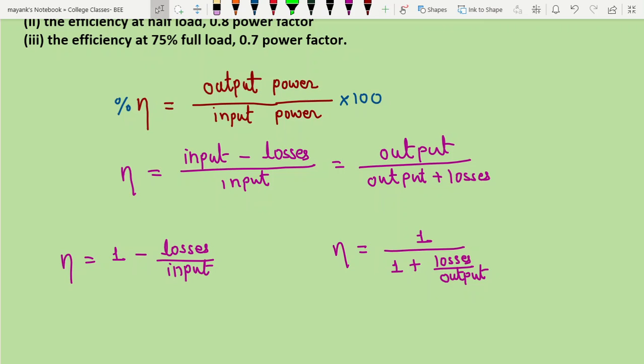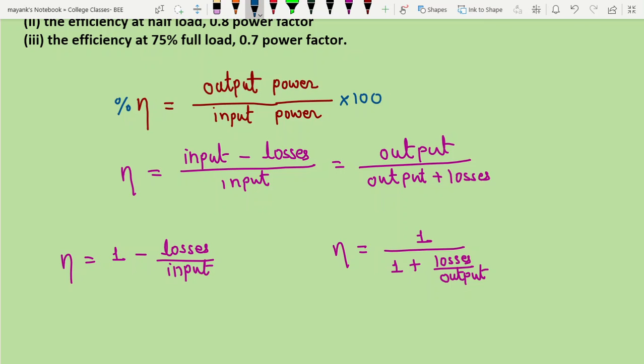Output means output power. Like this, I can modify the given formula, but the basic definition of efficiency is output power upon input power. For percentage, we will multiply it by 100. You can use any one of the formulas, and it depends totally upon the given question, which kind of data is available to you. If only losses and input are given, you can use this formula. Or if output and losses are given, you can use this formula as well. Otherwise simply you will use this formula.